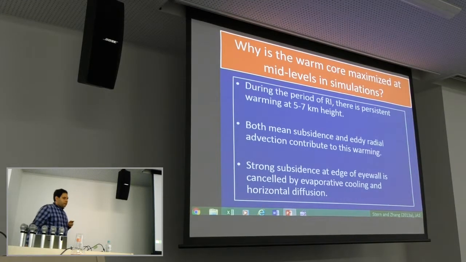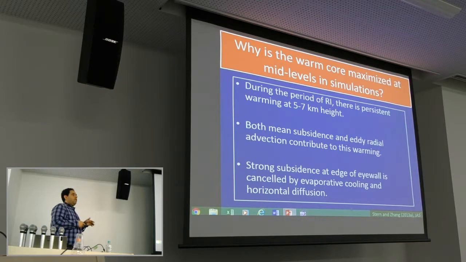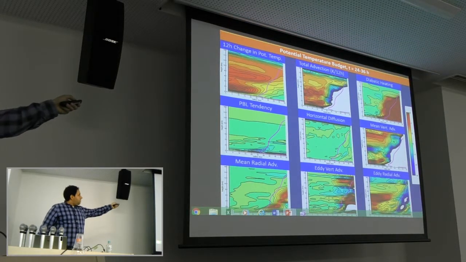So to summarize the budget, the question we were asking is, why is the warm core maximized at mid-levels in this simulation and in other simulations that I've looked at? And it's that during the period of rapid intensification, that's going to be the period of rapid warming. And this rapid warming is concentrated at mid-levels at about 5 to 7 kilometers. There's persistent warming at 5 to 7 kilometers. So at all these times, there's large warming at mid-levels.